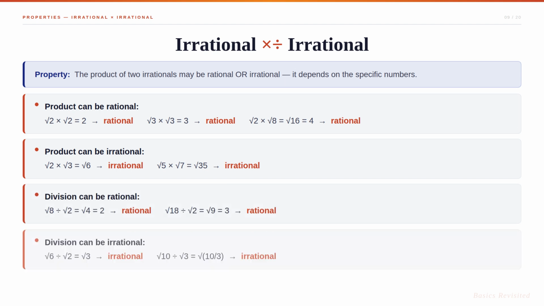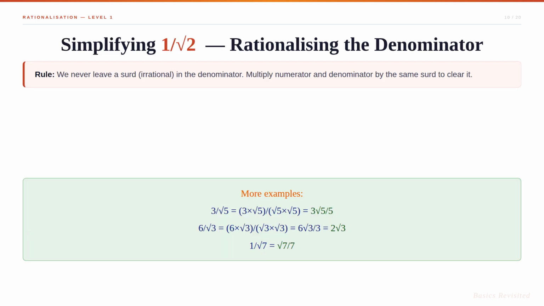Division can be irrational. Root 6 divided by root 2 equals root 3. Irrational. Root 10 divided by root 3 equals root of 10 over 3. Irrational. We never leave an irrational number in the denominator. Rationalizing the denominator means removing the surd from below by multiplying carefully.